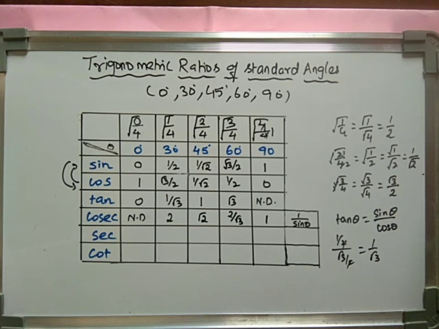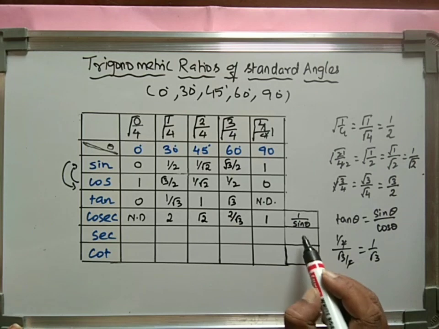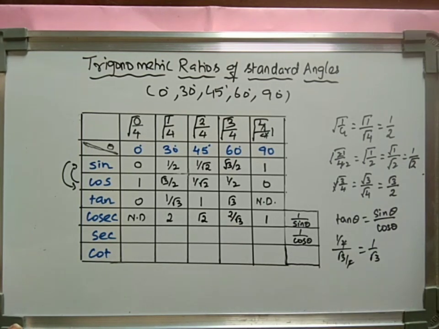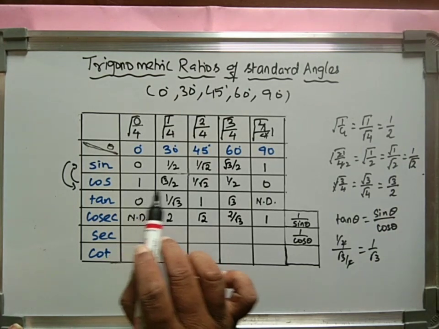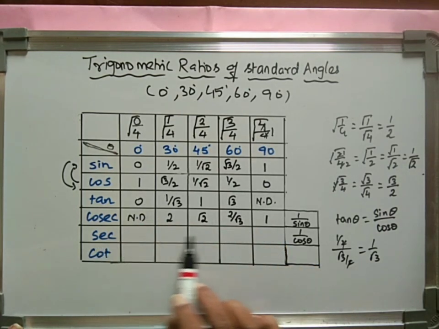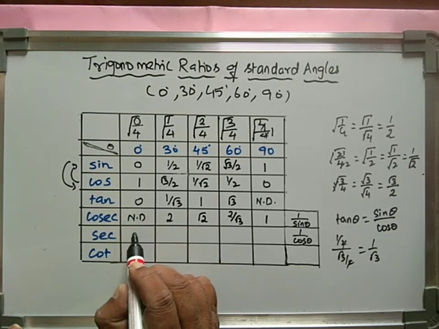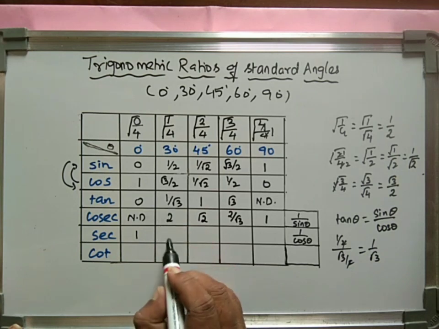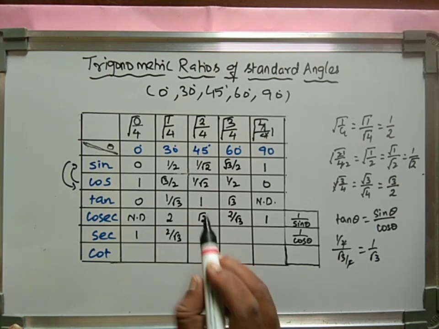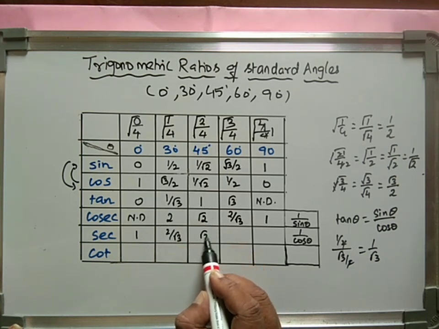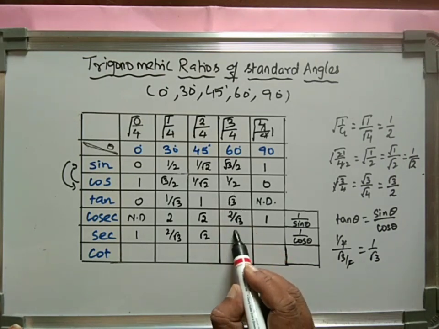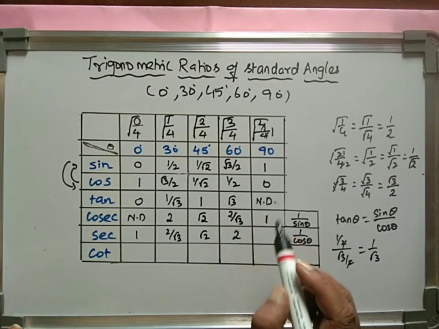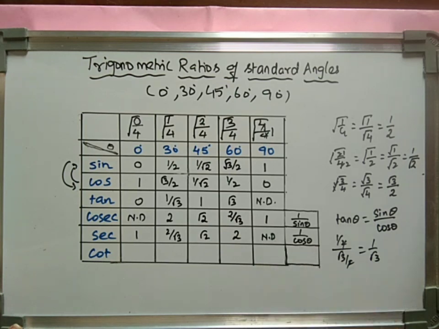Now we go for secant theta. The secant theta is nothing but the reciprocal of cos theta, isn't it? Therefore by reciprocating the cos values we get the values of secant. The reciprocal of 1 is 1. The reciprocal of root 3 by 2 is 2 by root 3. The reciprocal of 1 by root 2 is root 2. The reciprocal of 1 by 2 is 2. And the reciprocal of 0 is not defined.